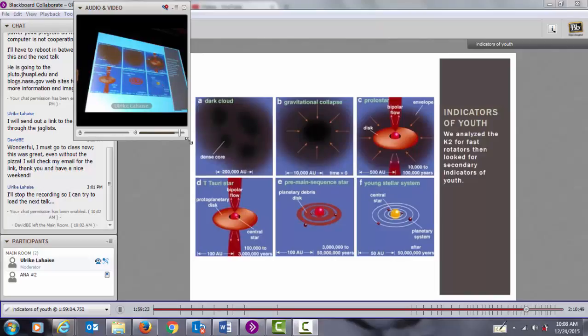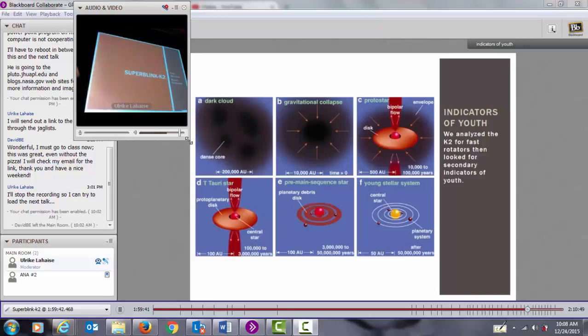So I'm going to tell you more about other indicators of youth in the second part of my talk, but what we have been doing is looking at the rotation of these stars, and we're looking for fast rotators because those are going to be the younger stars, and then we're going to check for other indicators of youth to make sure that we're not wrong.